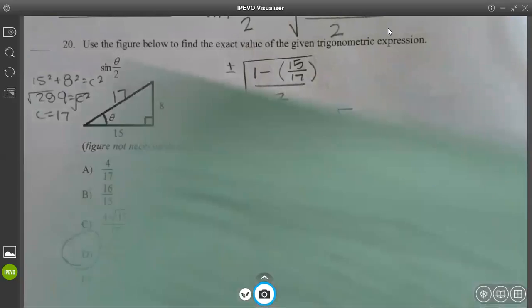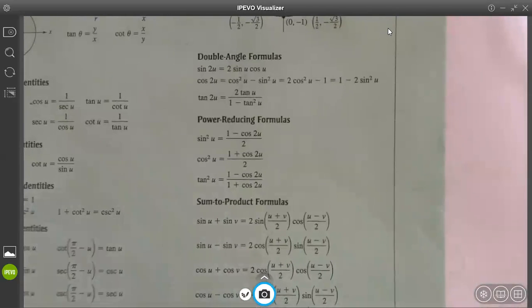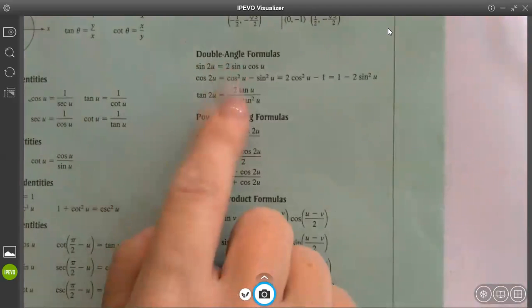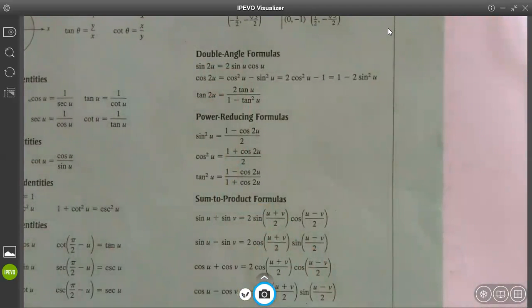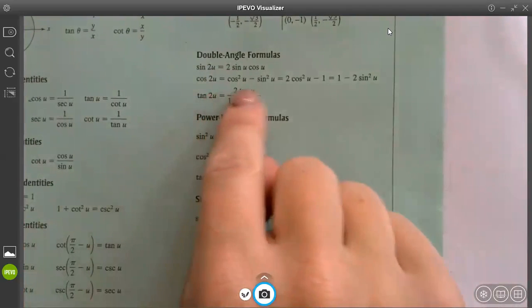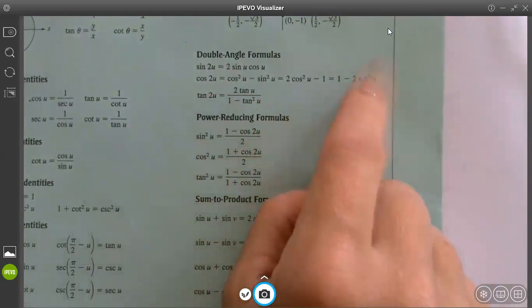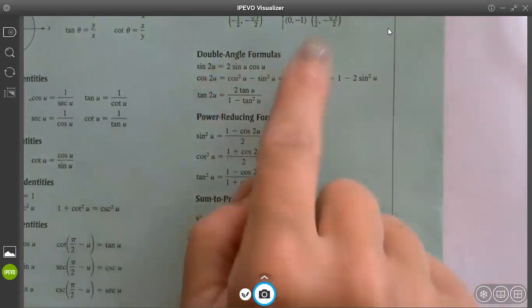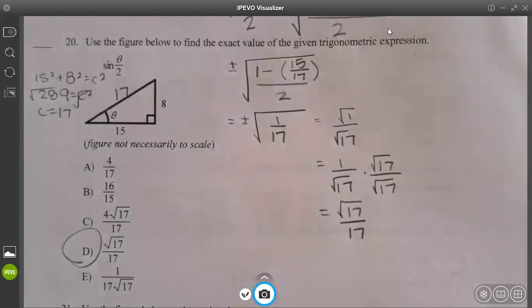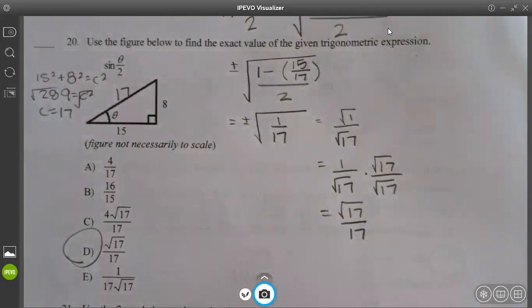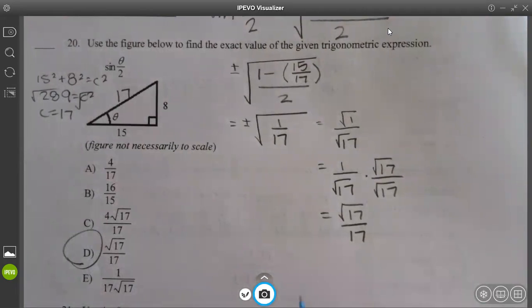The next one is on there, cosine 2 theta. It's right here in the double angle formulas. Remember, that's the one where you could have a whole bunch of things. I'm going to use 1 minus 2 sine squared theta. You can use either one that you want to, so pick whichever one you want. I'm doing 1 minus 2 sine squared theta.